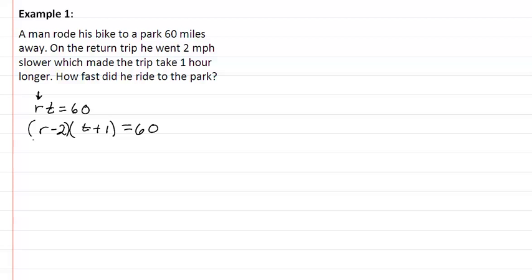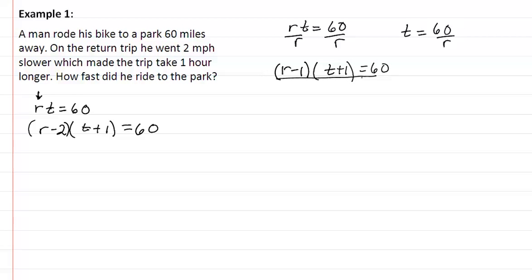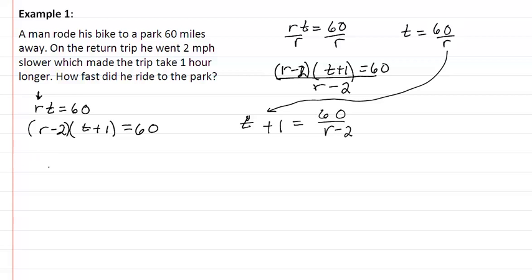So we want to solve for rate, so that's what we're going to divide by. So we're going to take the rate times the time equal to 60, and we're going to divide by r. So we get that t equals 60 over r. And then we're going to take the rate minus 2 times our t plus 1 equal to 60, and we're going to divide that by our r minus 2. And so we're now going to have t plus 1 equal to 60 over r minus 2. Substitute this in, and we now have 60 over r plus 1 equal to 60 over r minus 2.